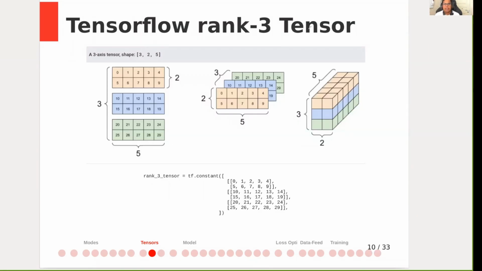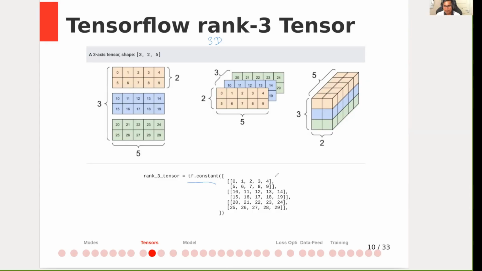So this is another example of a tensor which has 3 dimensions, or a 3-dimensional tensor. This is a 3-dimensional tensor, also called a rank 3 tensor. This tensor is created by calling the function tf.constant, and the argument is a 3-dimensional list. You can also use a 3-dimensional NumPy array.